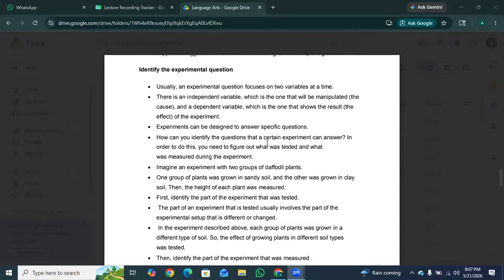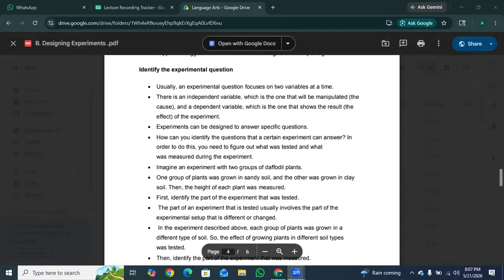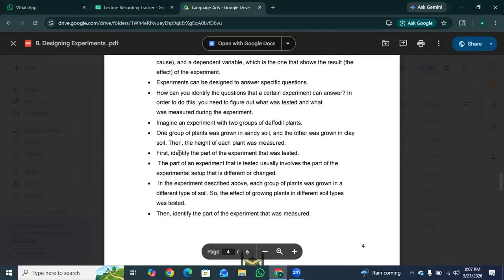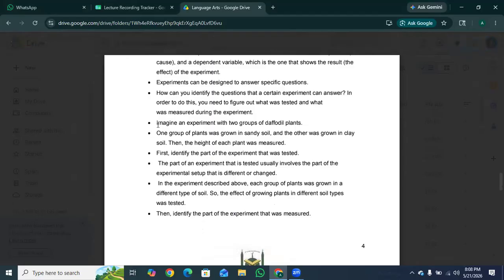Okay, so here we have an experiment. Okay, let's read it. Imagine an experiment with two groups of daffodil plants. One group of plants was grown in sandy soil and the other was grown in clay soil. Then the height of each plant was measured. First identify the part of the experiment that was tested.